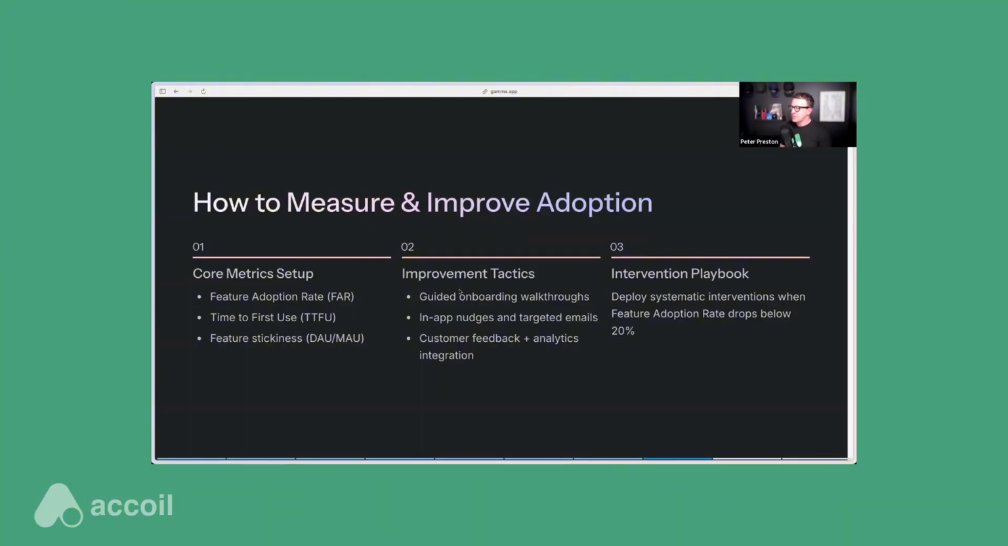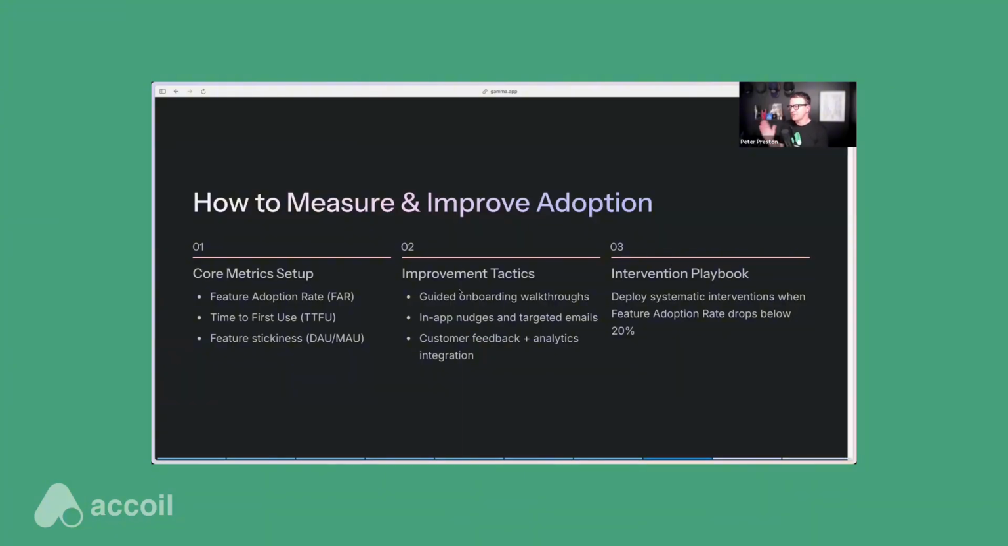And then on number 3 here, the intervention playbook, based on the signals that you get from feature adoption rate, time to first use, frequency of use, are there automations like triggers, things that you can set up and take action on as a team to intervene with customers to make sure that their adoption rate is going in the right direction, in particular for those key features, right?